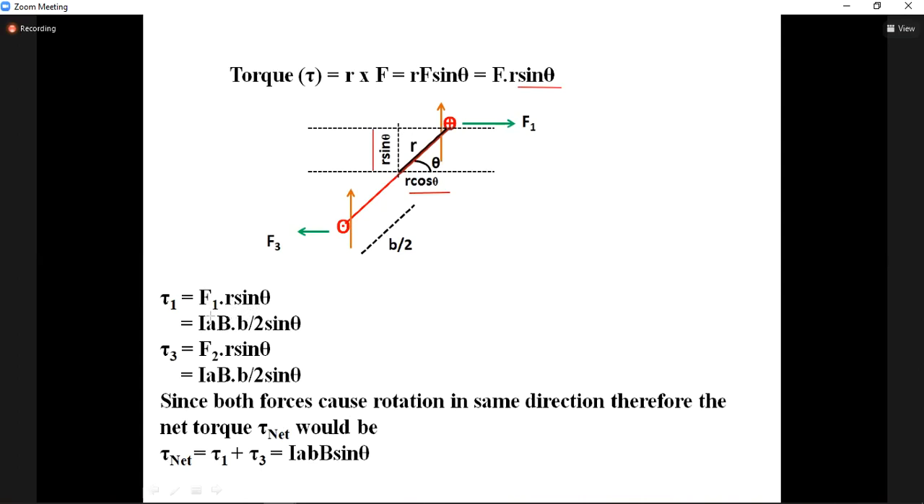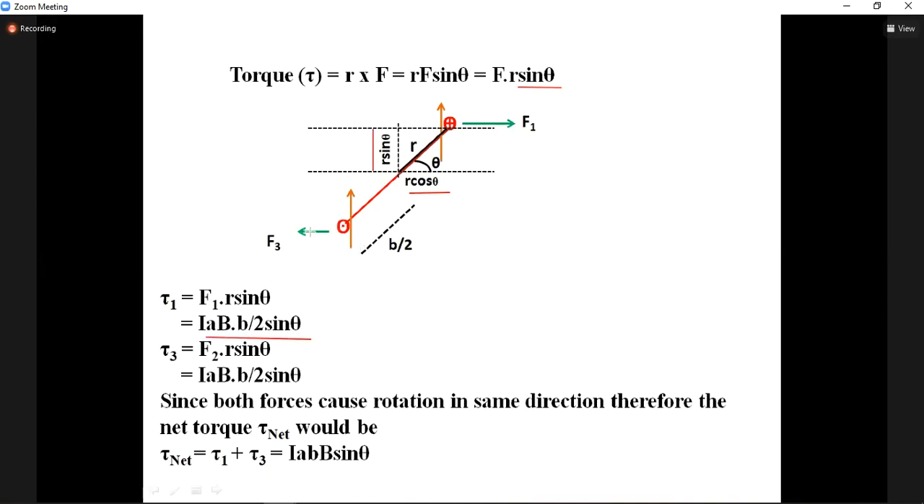We calculated F1, and what is R? The total length of this wire is equal to B, so half the distance would be equal to B by 2, because the axis of rotation is at the center. So obviously half the distance would be equal to B by 2. I have just put in the value, so I was able to calculate tau1.